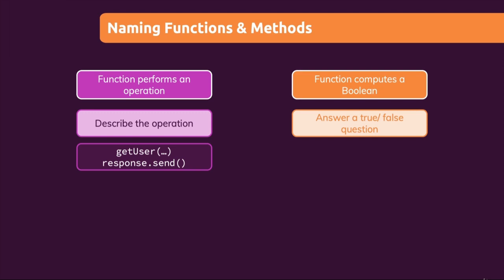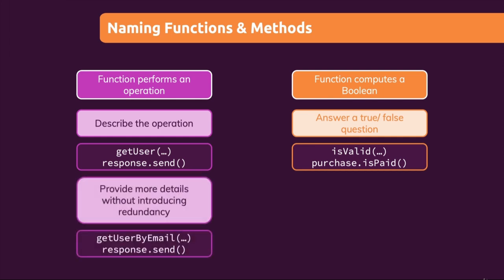So here your method or your functions could be named isValid or something like an isPaid method on a purchase, to return true if that purchase was paid and false if it wasn't. Now, just as before, more details are always great unless they are redundant. So for example, if we have a function which retrieves a user from a database, but it does so by identifying the user by email, we could name the function getUserByEmail to make it really clear that it's not fetching a user by ID or by any arbitrary criteria, but that it's always the email.